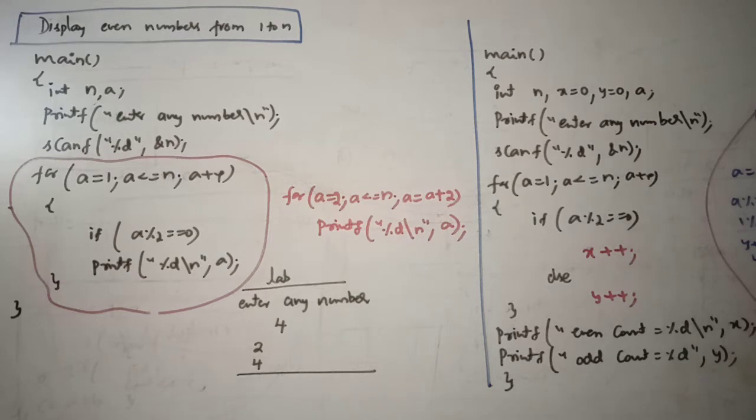Nothing will be printed. When a is 2, 2 mod 2 equal to 0 is true, 2 is printed. When a is 3, 3 mod 2 equal to 0 is false, nothing will be printed. When a is 4, 4 mod 2 equal to 0 is true and 4 is printed. So 1 to n, we are checking for even numbers. If it is even, we are printing it. So when a is 1, 1 mod 2, when a is 2, 2 mod 2, when a is 3, 3 mod 2 and so on.